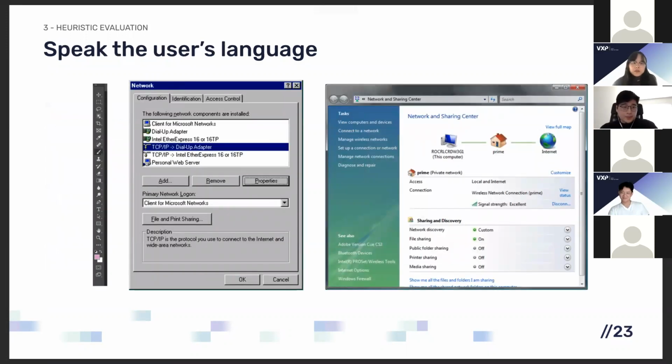The second one is speak the user's language. What type of terminology are you using on the interface? Are they easy to learn? Are these icons on Photoshop meaningful? Are they a universal standard? Why are there certain standards to these icons? Which of these Windows network settings on the right makes more sense to you? Why are they using icons here on the right screen? How is an icon useful in this specific case?